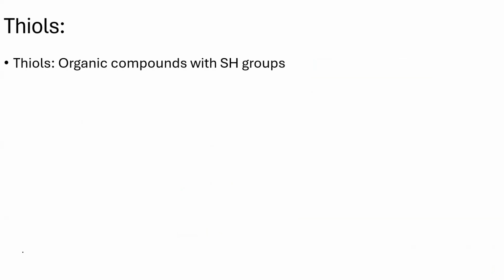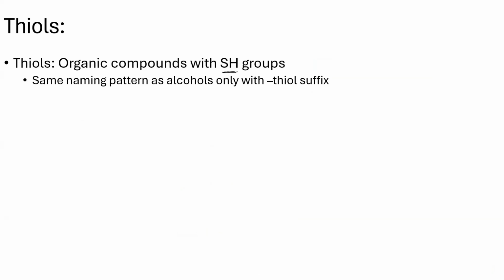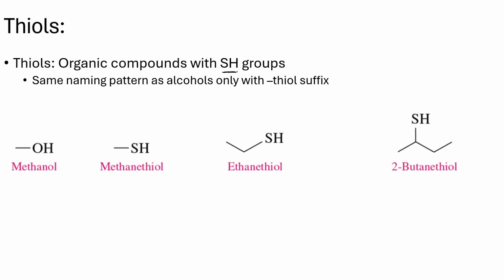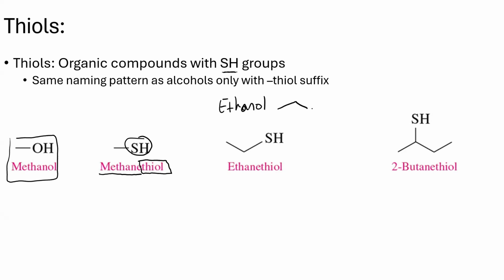Thiols are organic compounds with SH groups. Instead of OH, you have SH. There's the same naming pattern as alcohols, only you have a thiol suffix. So if we look at methanol, but we have the thiol version, it's the alkane name, methane, followed by the thiol suffix. If we had ethanol, the thiol would be ethane, followed by the thiol suffix.